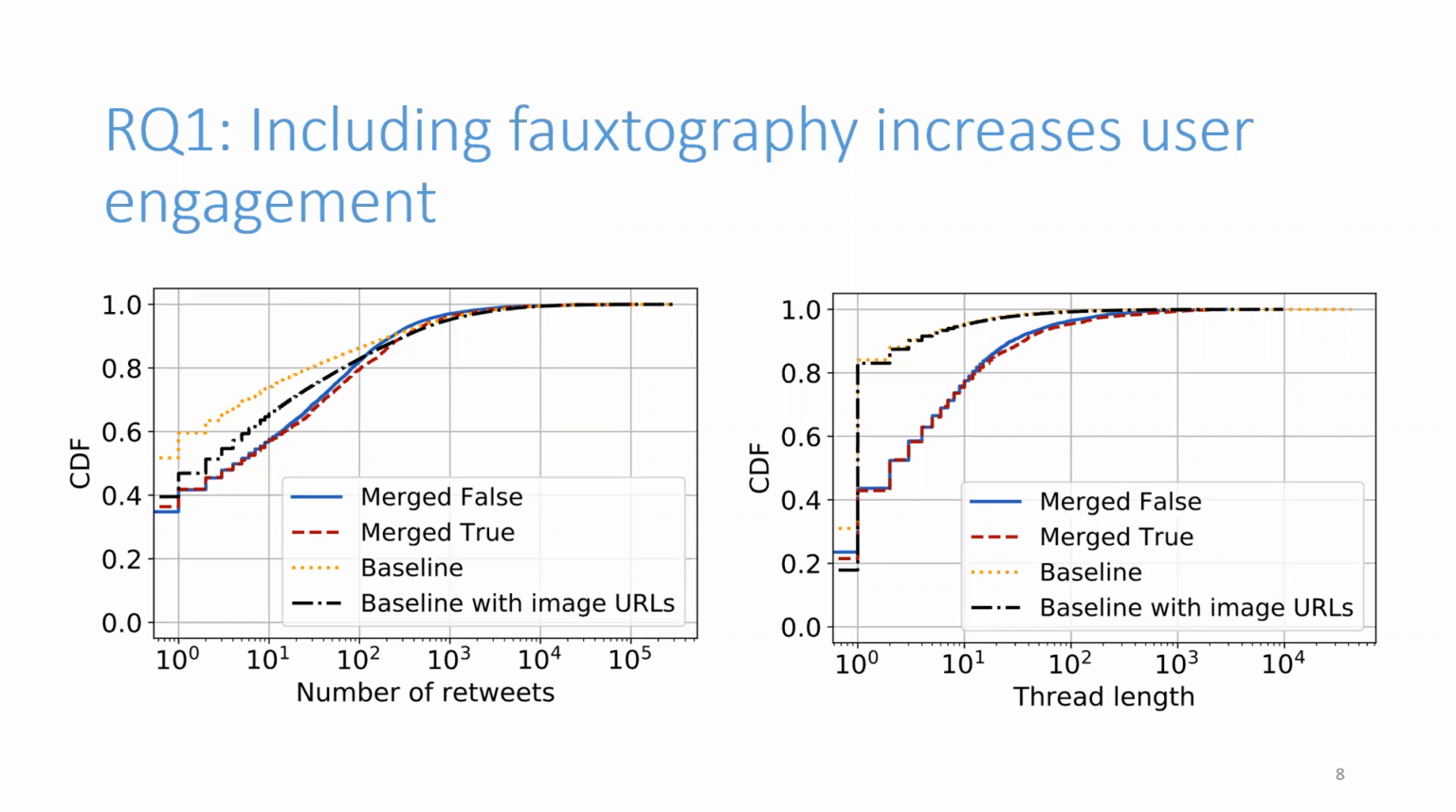In both figures, we can see that tweets with the merged false images or tweets with the merged true images receive higher level of engagement than the baseline tweets. To assess the between distributions, we also ran two sample Kolmogorov-Smirnov tests. At the significance level 0.01, we reject the hypothesis that tweets with merged false images or tweets with merged true images receive the same level of engagement as baseline tweets, which means including Fauxtography increases user engagement.